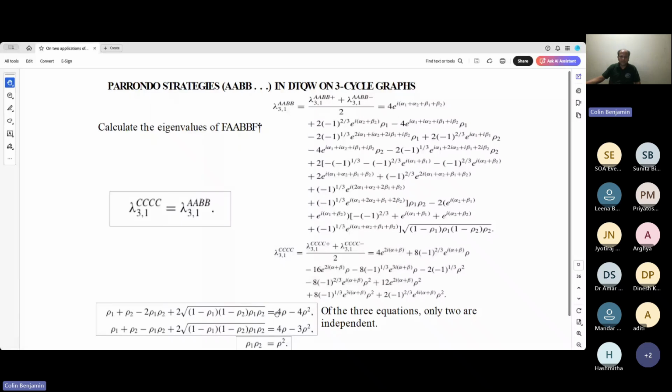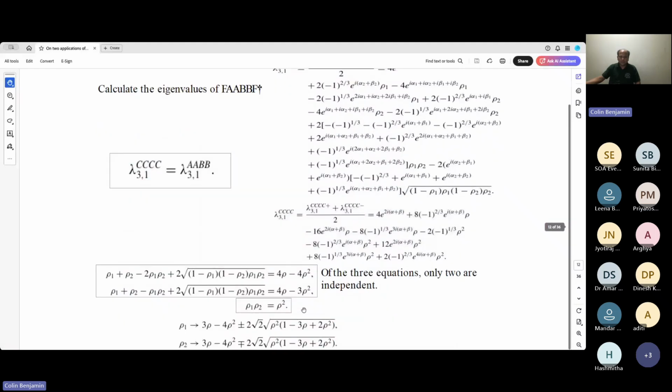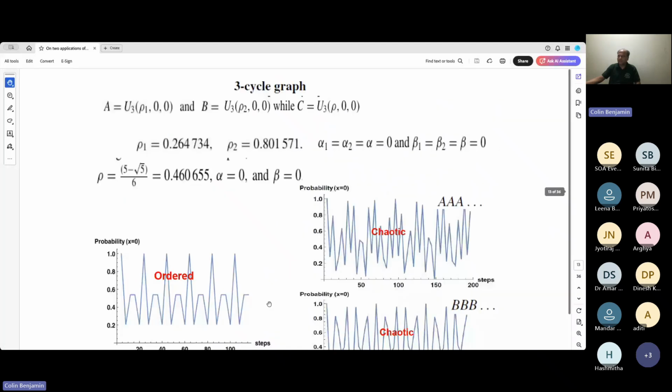Here I take the phase alpha beta to be 0. That makes the solution much easier. So rho 1 is your coin A, and rho 2 is the amplitude of coin B. And I get 3 equations, and there are 2 unknowns, and I can solve them exactly. And there will be many solutions actually. So here I have one solution for the 3 cycle graph. Similarly, I can do it for the 4 cycle and get my rho 1 and rho 2. So for rho 1 and rho 2, I get these amplitudes for the coin operator, and for alpha beta, I take this 0.